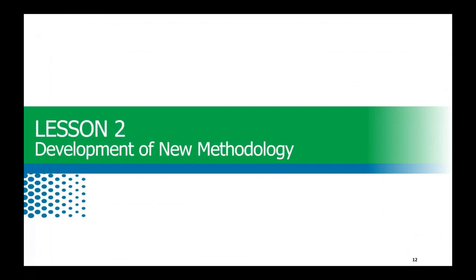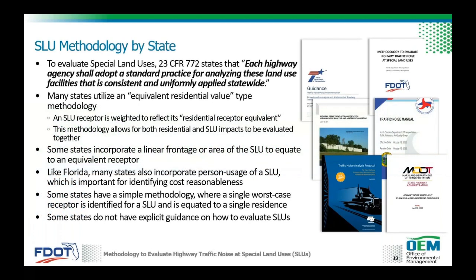So let's move on to lesson 2, the development of the new methodology. To evaluate special land uses, 23 CFR 772 states that each highway agency shall adopt a standard practice for analyzing these land use facilities that is consistent and uniformly applied statewide. So as a result, each state has a different way of evaluating them.